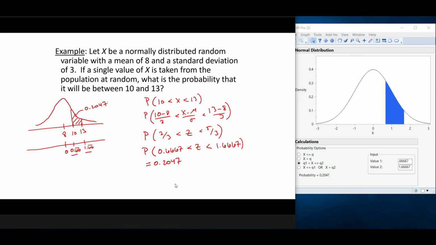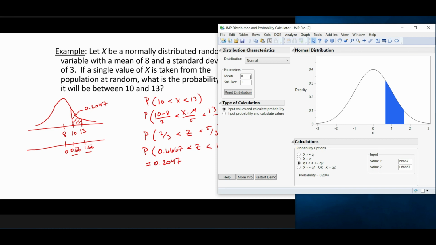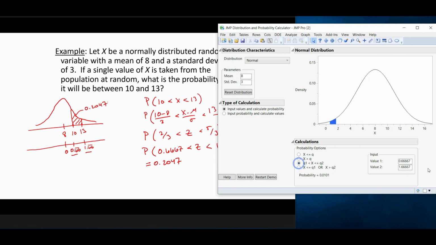And again, we could have just skipped the standardizing if we wanted to and put a mean of 8 in there and a standard deviation of 3, and then asked it to give us the area between 10 and 13, and that gives us the same exact area.